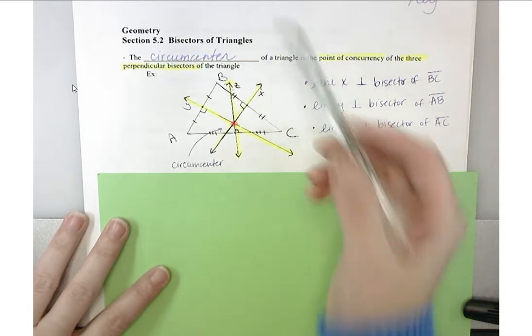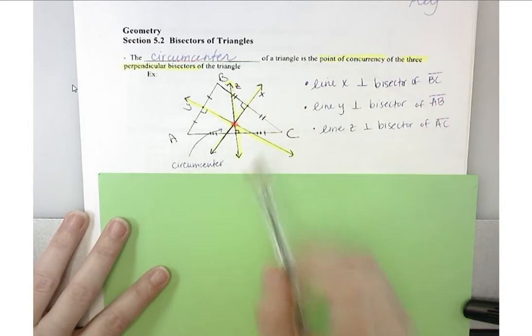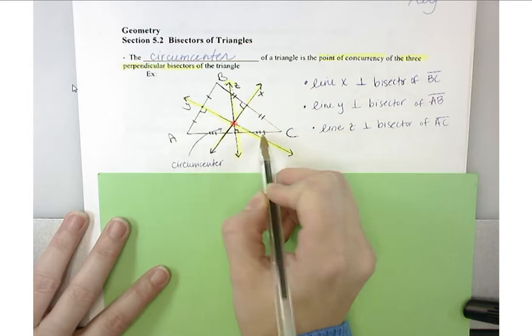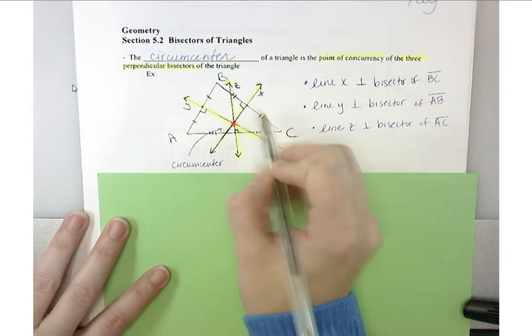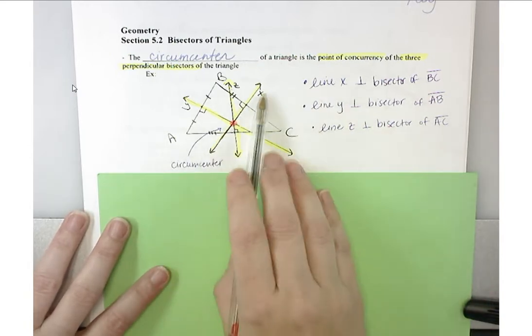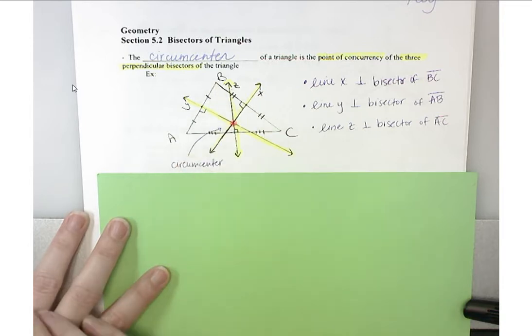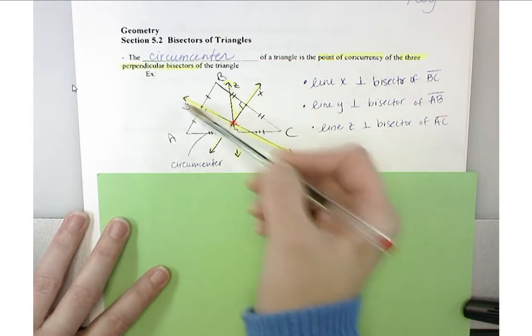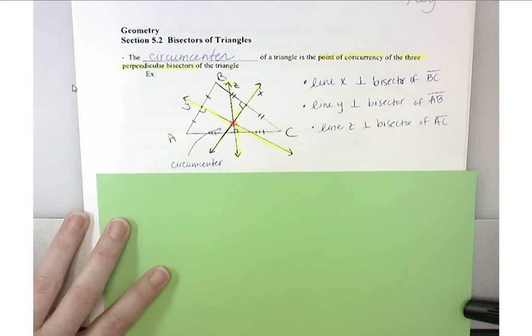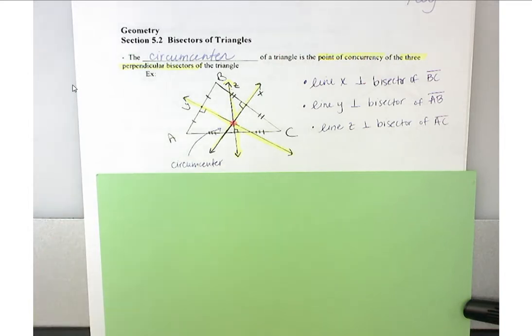Okay, so you can tell that they're perpendicular bisectors because perpendicular for the right angle, bisector because each half is marked as congruent for each one of these. So this is called the circumcenter. So this line, which we called X, is the perpendicular bisector for the side BC. Your line Y is a perpendicular bisector for AB, and Z is the perpendicular bisector for AC. Okay, so circumcenter is our new one.